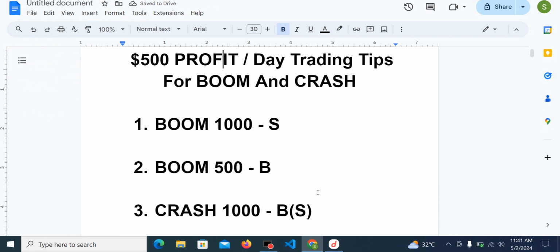And of course remember, there are some conditions attached to each of the analysis, so you should be able to apply them whenever you are trading. I will be stopping right here.